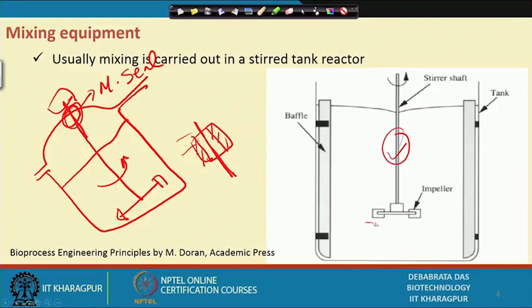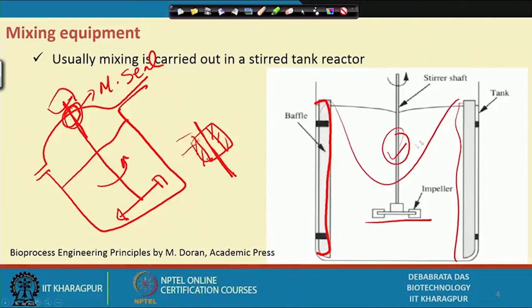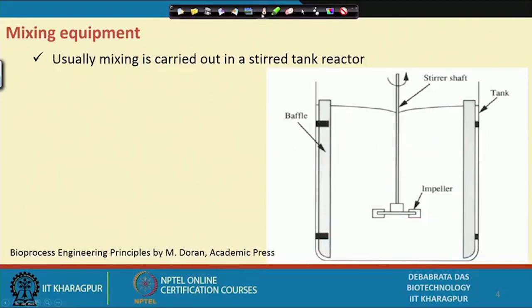Another thing is the impeller. We have different types of impellers, as for mixing we require different types of impellers. Another requirement is the baffle. Why use a baffle? We require it just to stop the vortex. If you do not have the baffle, then we will have this kind of vortex formation in the system.